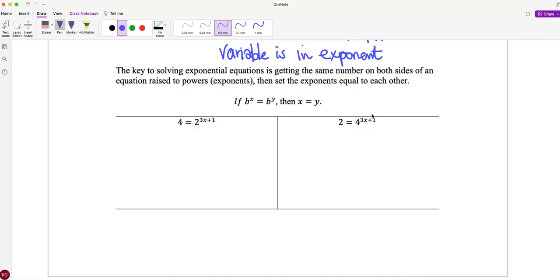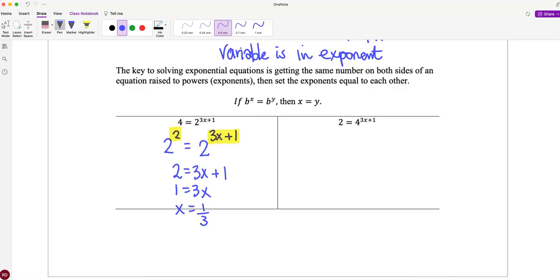So when I see something like this, I've got a 2 on one side and a 4 on the other. Can I write those as powers of the same number? Well, yeah, I can rewrite the left side as 2 squared equals 2 to the 3x plus 1. Now I've got the same number on both sides raised to a power. Those exponents must be equal. So 2 is equal to 3x plus 1. So 1 is equal to 3x. X is 1/3.